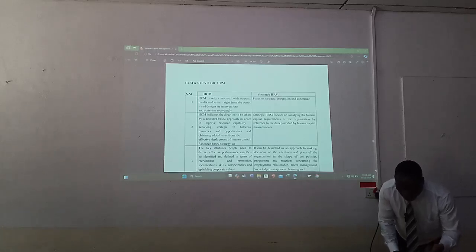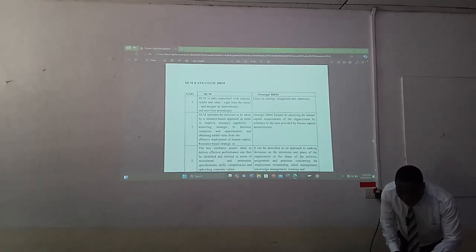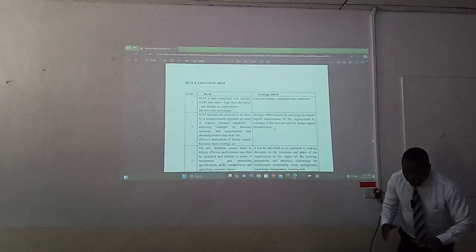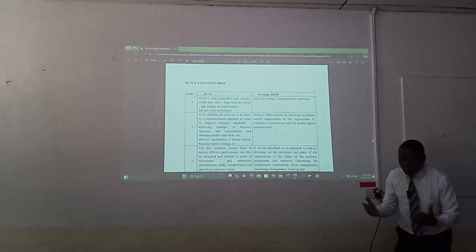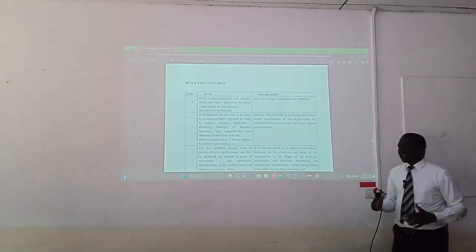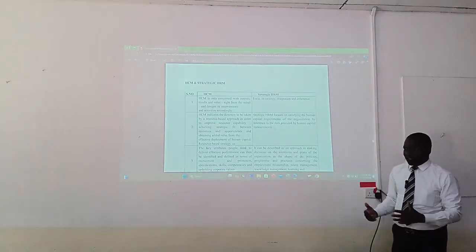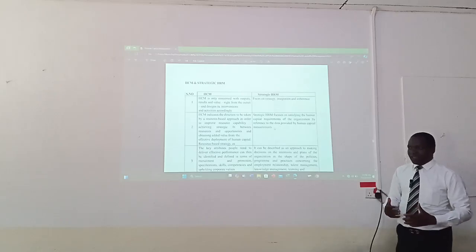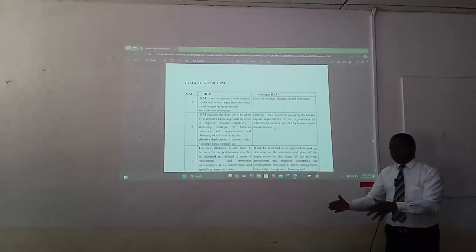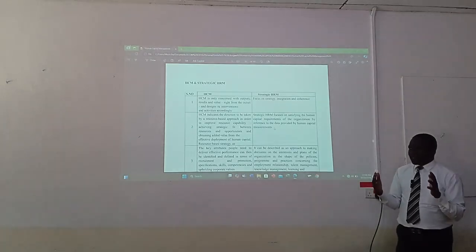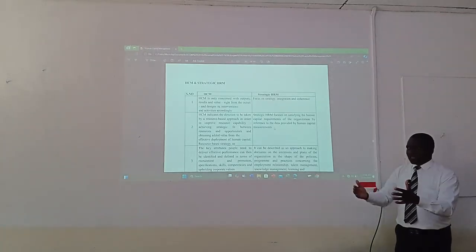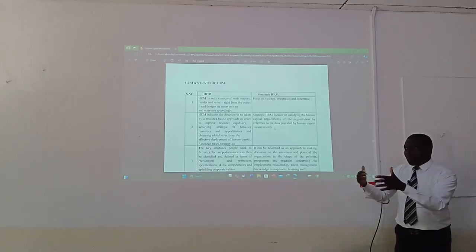While strategic human resource management focuses on satisfying human capital requirements of the organization by reference to data provided by human capital measurement. Okay, so if you look at strategic human resource management, it is only focusing on satisfying human resource requirements. In other words, how many people shall we have this year in this organization to do well? This year, instead of having 25 people, let's have 30 people.